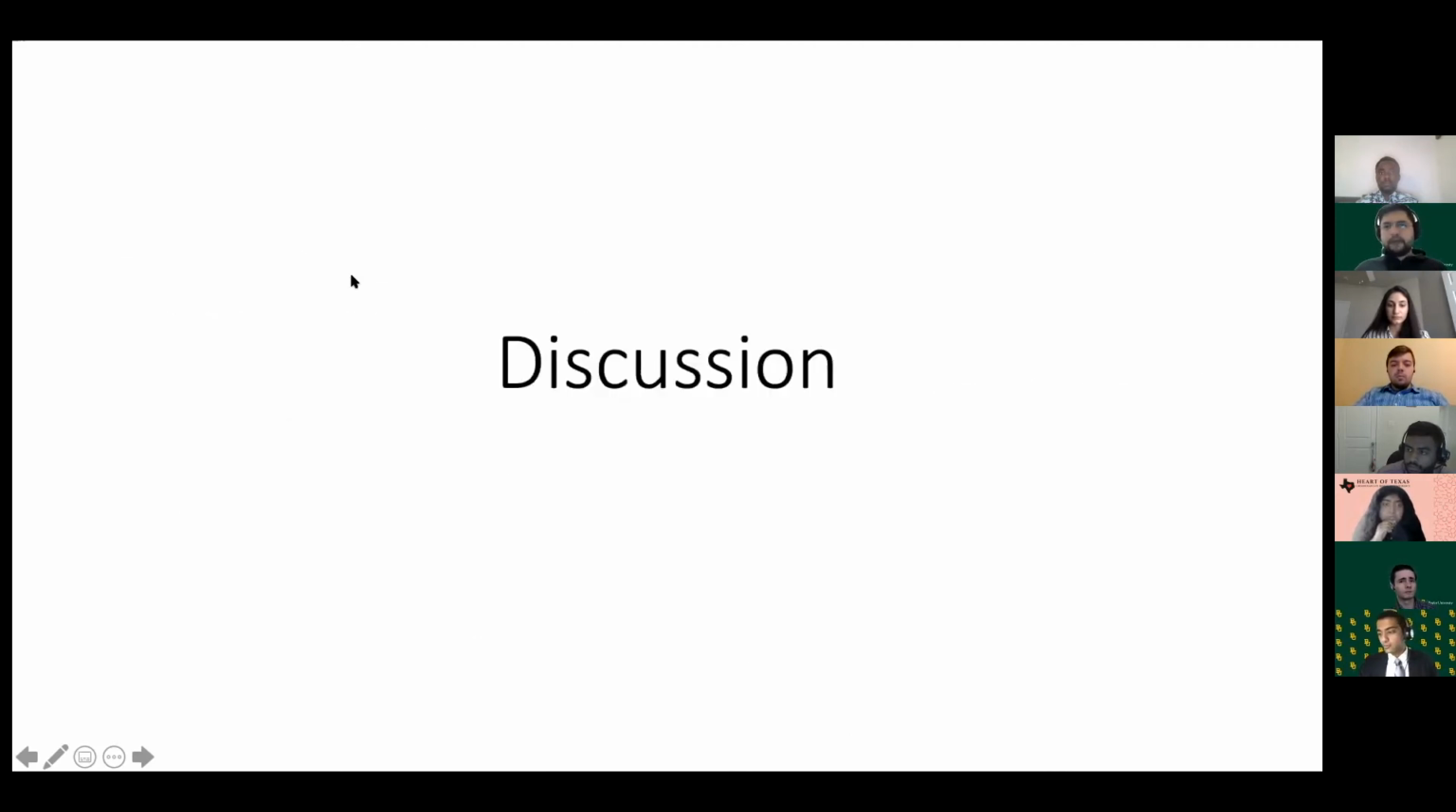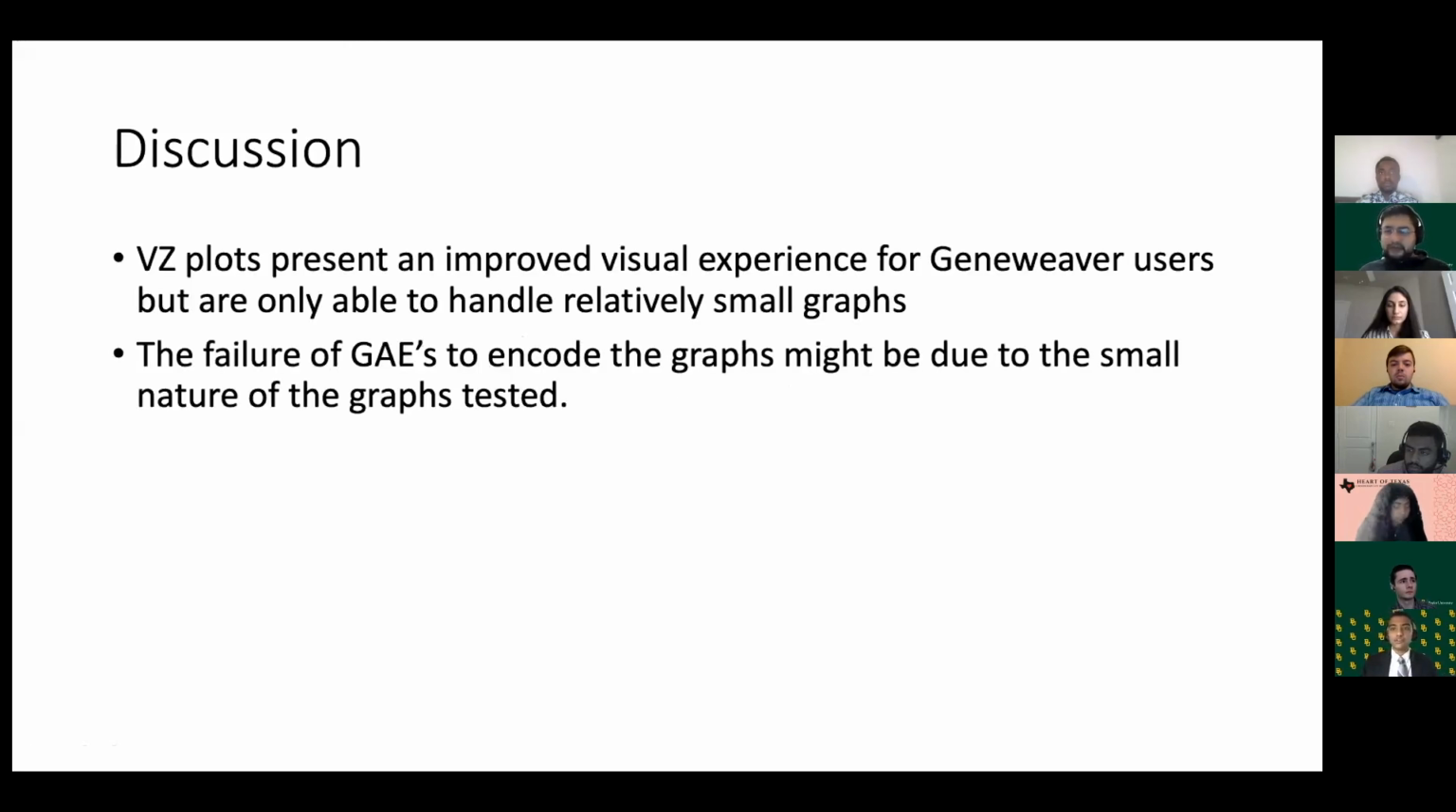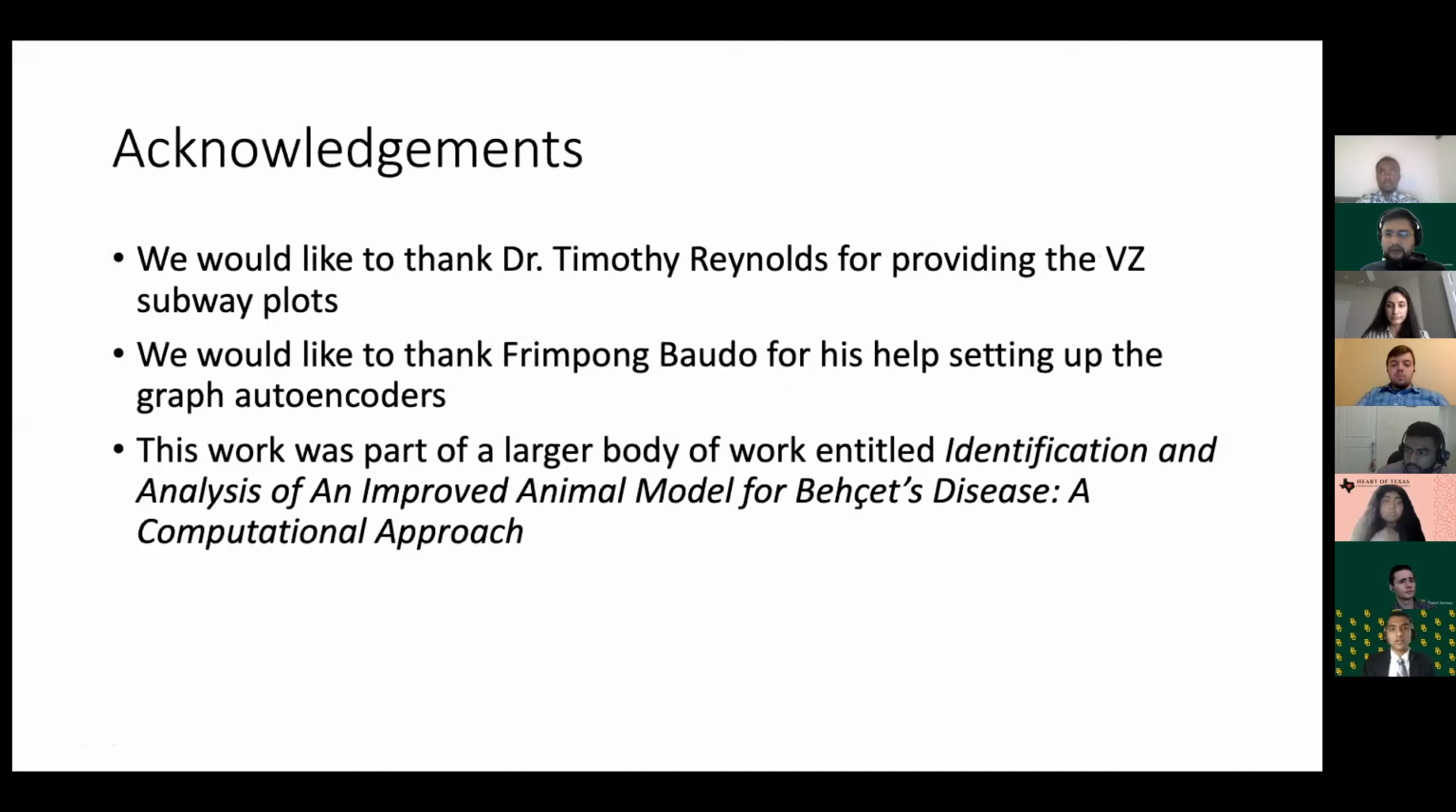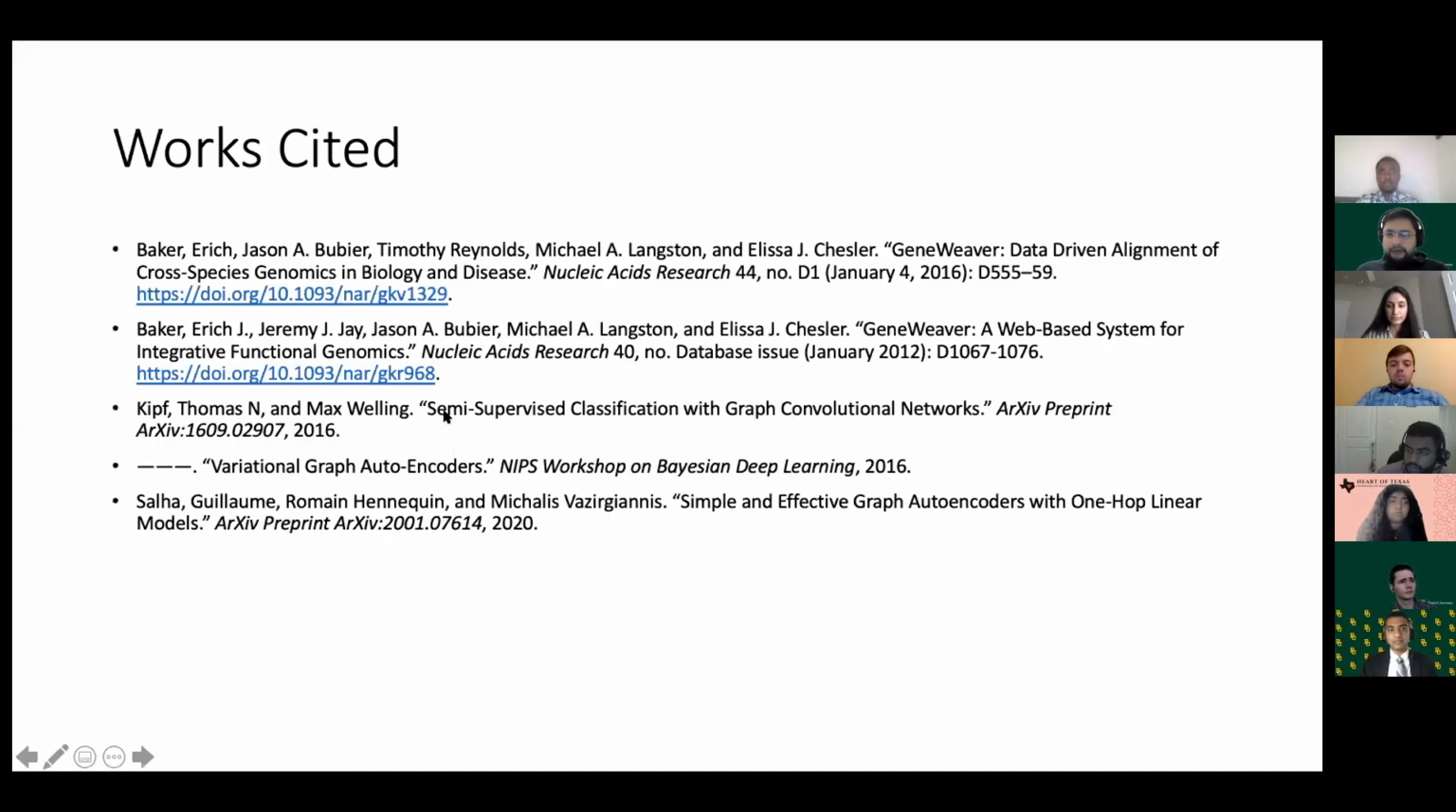I think I'm running out of time here, so I'm going to briefly say that this is an improved visualization experience for GeneWeaver. And the failure of these graph autoencoders to encode might just be due to the fact that the graphs we tested were too small for the encoders to work correctly. And then just some acknowledgements and my works cited. I'm happy to answer any questions that you may have.